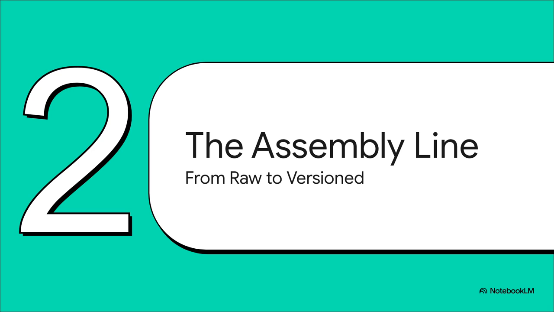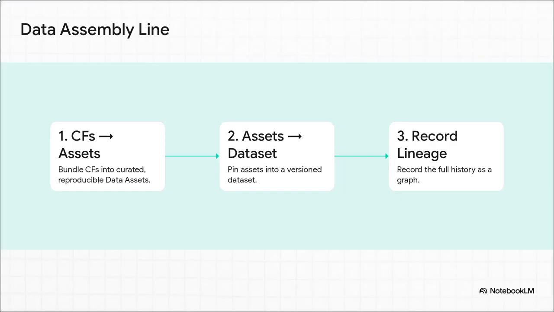Okay, so every single piece of our data now has its own unique serial number. Awesome. But now what? How do we actually assemble all these little fingerprinted parts into something that's coherent and actually useful? Well, that's where the data assembly line comes in. It's a clear, methodical process for going from those raw individual bits to a versioned, reliable dataset. And this whole assembly line really breaks down into 3 main stages. First, we bundle our fingerprinted contributions into what we call data assets. Then we pin those assets into a version dataset, which is like creating a stable snapshot in time. And finally, we record the entire history of everything we just did, giving us a complete lineage that you can always go back and audit.